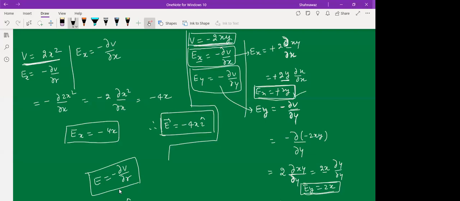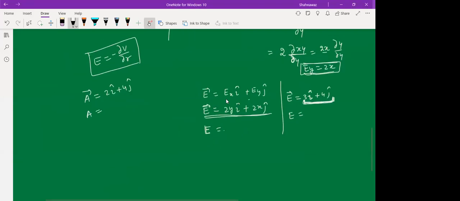Understood. So my electric field will have two components. One would be the x component and the other would be the y component, right? Yes, sir. This is my electric field. Ex is 2y, Ey is 2x. Now can you tell me what would be the magnitude of this vector?